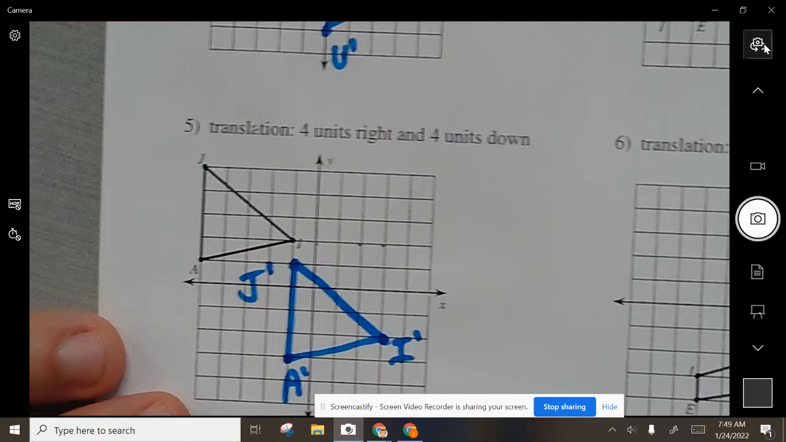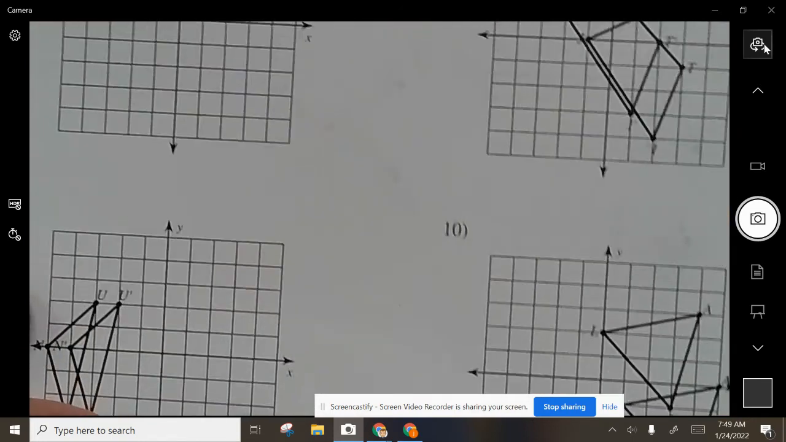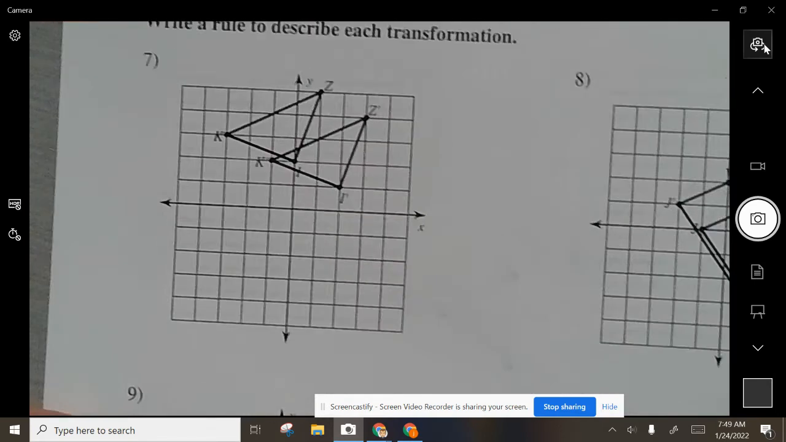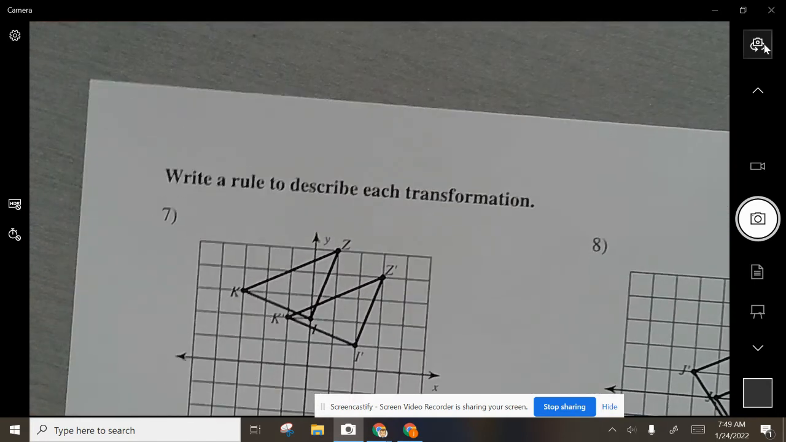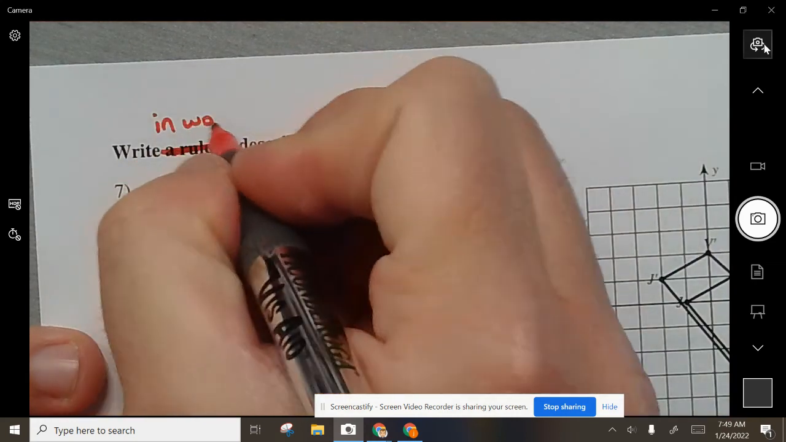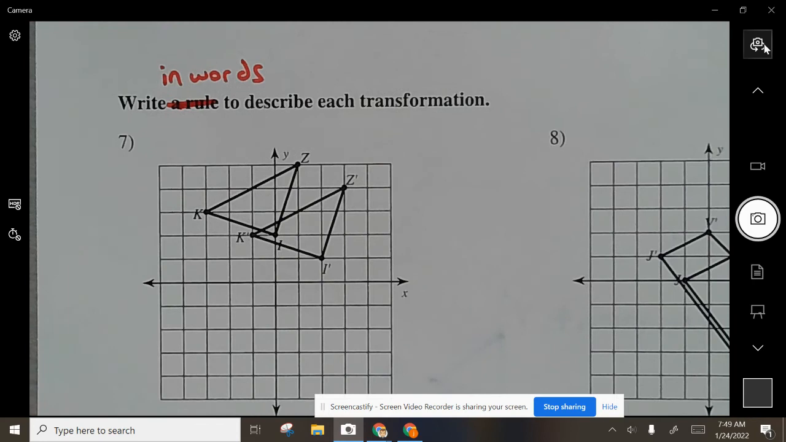You guys go ahead and do 6 on your own, and then we're going to flip it over on the back side to look at the back. All right, the back side looks a little different. It says write a rule. I'm just going to say write in words. We're not going to deal with rules today. We're going to deal with that on Tuesday. So just write in words to describe each transformation.